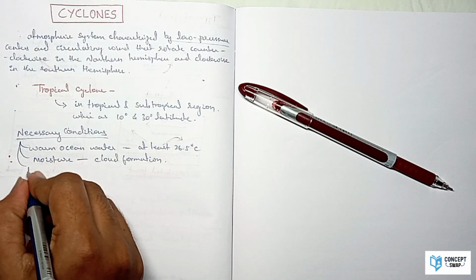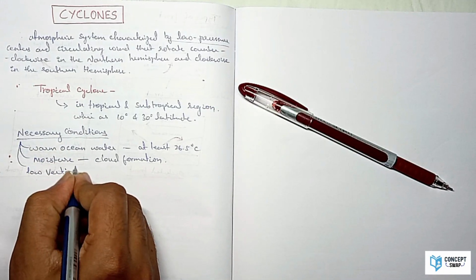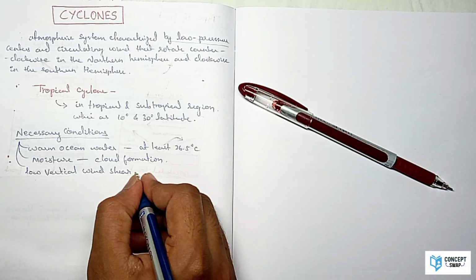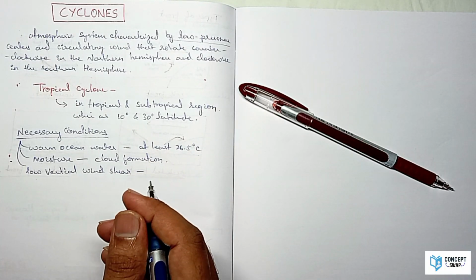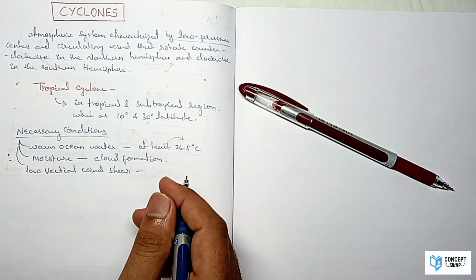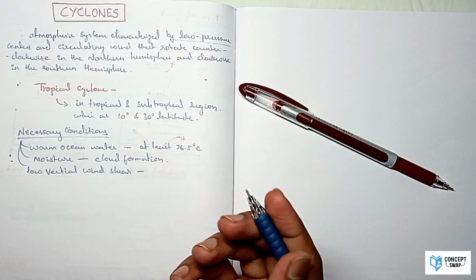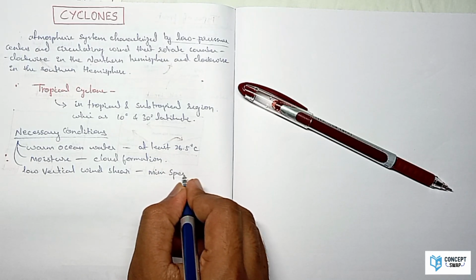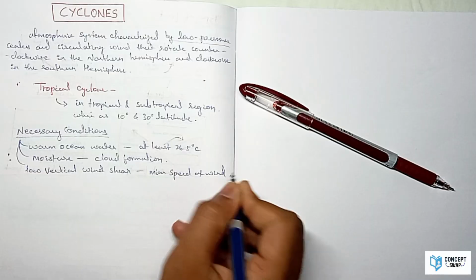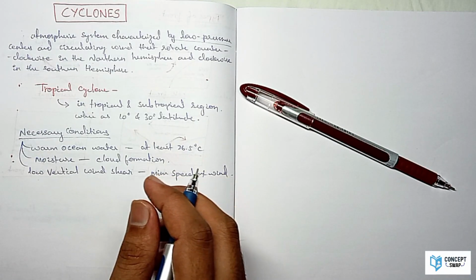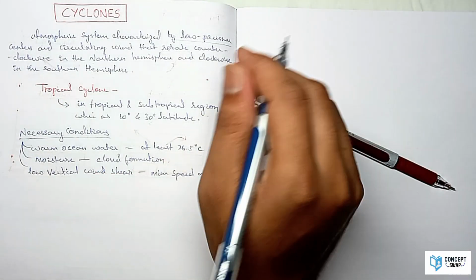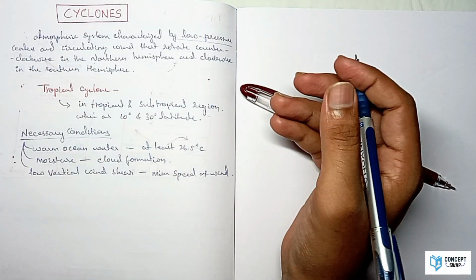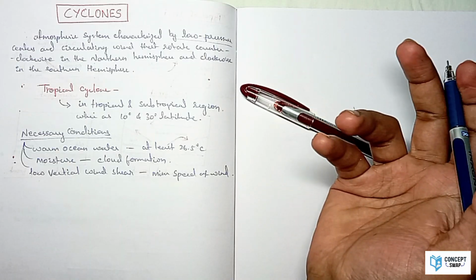Then low vertical wind shear. The minimal change in wind speed and direction with height allows the vertical development of the storm. Minimum speed of wind. These are the necessities. Then how is it formed? It is formed when atmospheric and oceanic conditions are favorable and a disturbance may undergo cyclone formation.